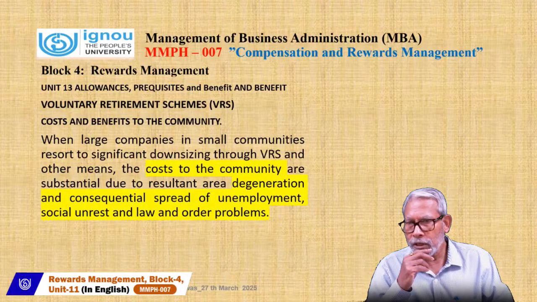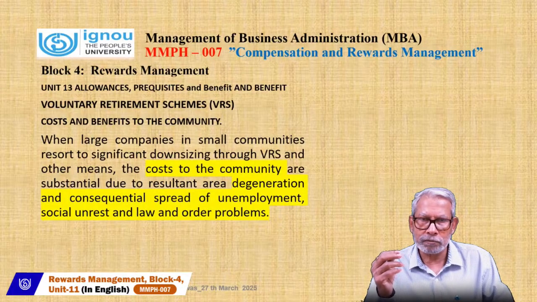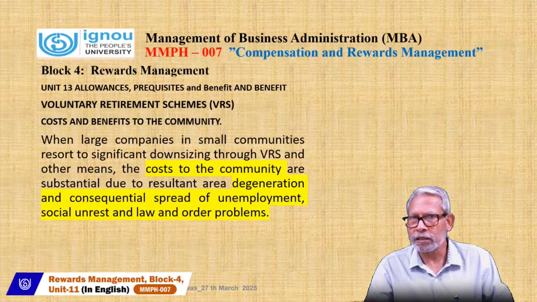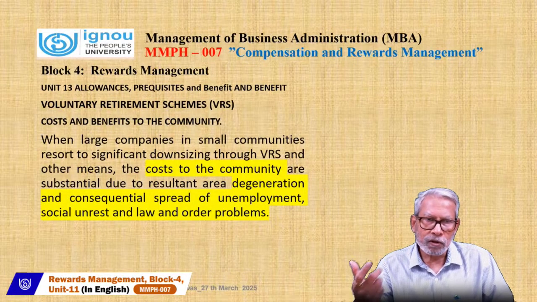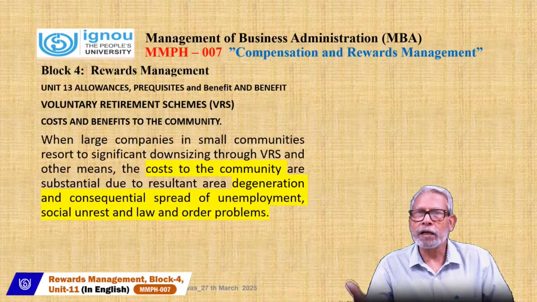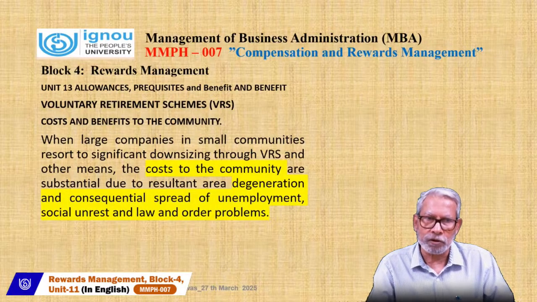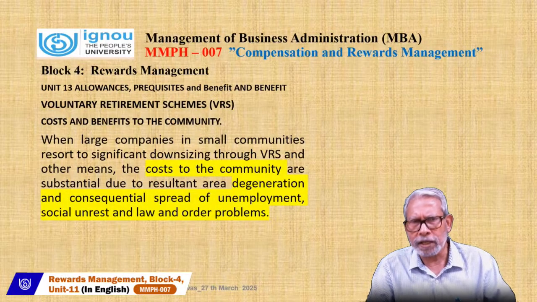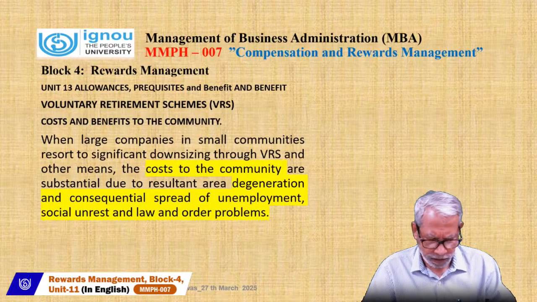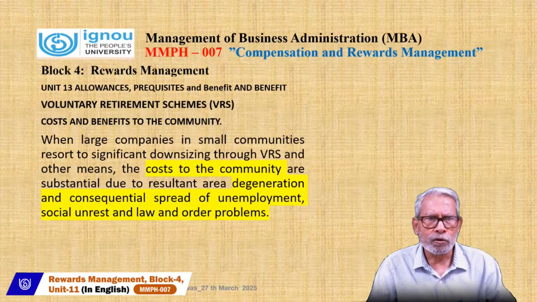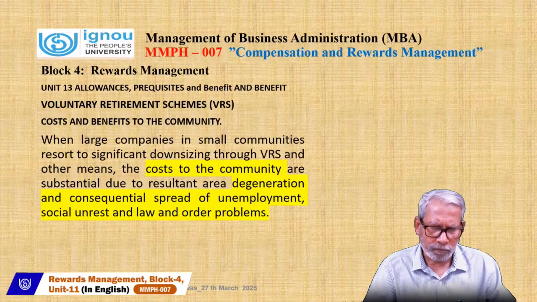Suppose, for example, suddenly 100 or 200 employees take VRS. They are in the same locality, same area, same community. So it is spread, and they are unemployed. It may sometimes create some unrest in society also. So it may create a problem sometimes. That is another part of the scene: that type of situation should not be there.